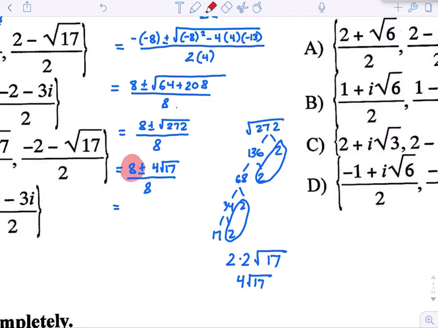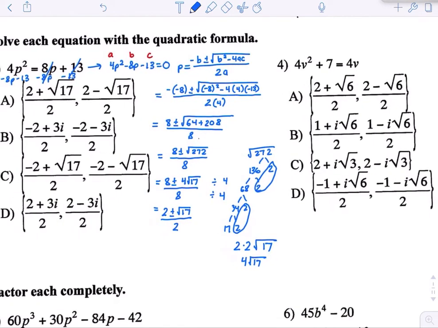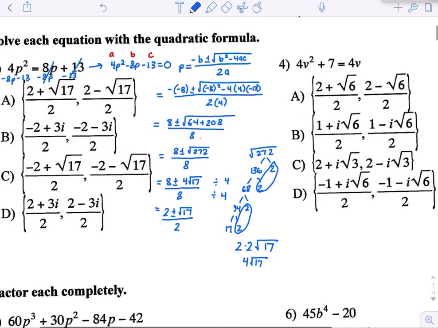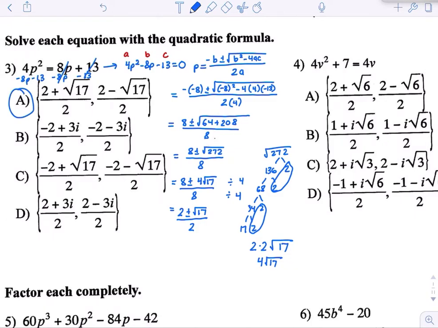All of those can be divisible by 4. So I'm going to divide top and bottom by 4. And you guys, you should get 2 plus or minus square root of 17 all over 2. So when you guys look at your answer, the only one that has 2 plus or minus square root of 17 all over 2 appears to be this one, A.